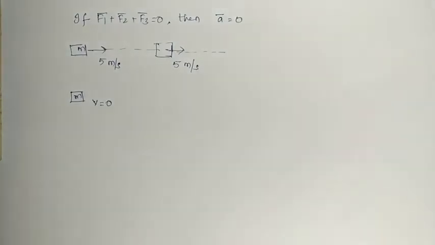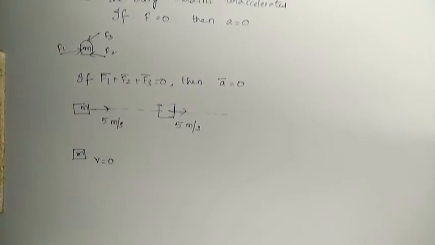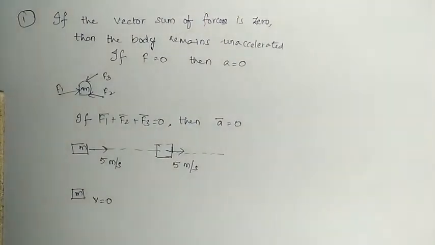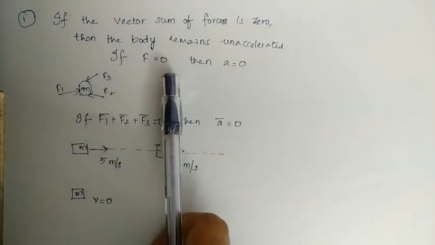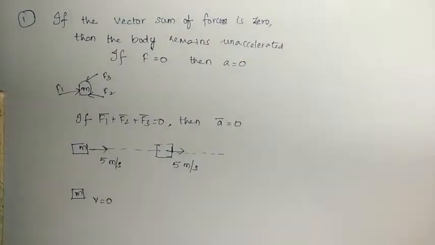So what it basically says is, if the vector sum of forces acting on a body is 0, then the body remains unaccelerated, or it doesn't have any acceleration. Or in simple terms, we can say that if ΣF is equal to 0, or the sum of all the forces acting on a body is 0, then the acceleration of the body will be 0, and also vice versa. We can say if the acceleration of a body is 0, then we can conclude that the total force, or the resultant force, or the net force acting on the body is equal to 0.